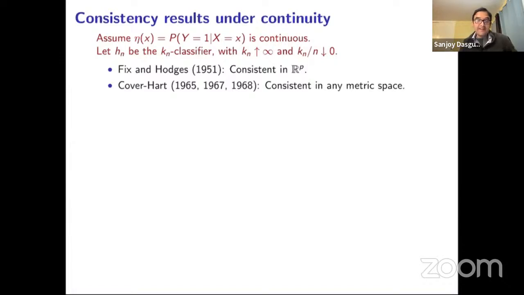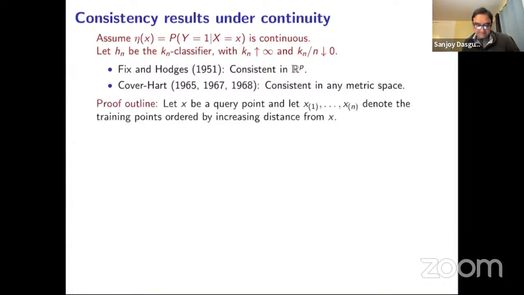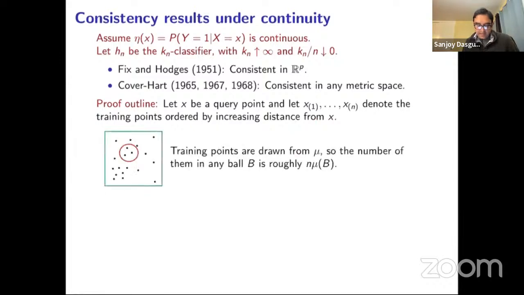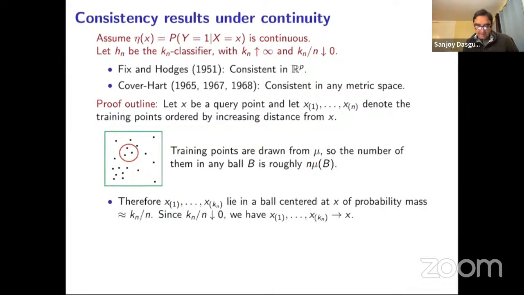Okay, and let me tell you what the argument is. It's a nice argument. It's also very simple. So this is how it goes. Let x be a query point. You want its label, and let's say you have n training points, and let's just order them by increasing distance from x. Now, all data comes from this underlying distribution mu. So if we look at any ball in space, the number of training points in the ball will be approximately n times the probability mass of that ball. And what that means is that the ball containing the k nearest neighbors is centered at x and has probability mass about k over n.